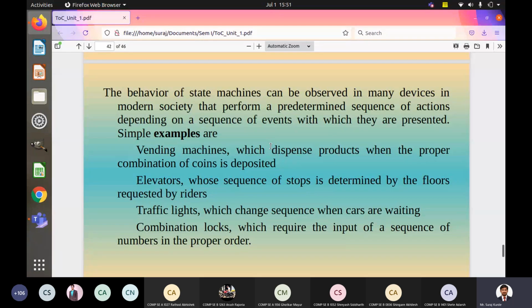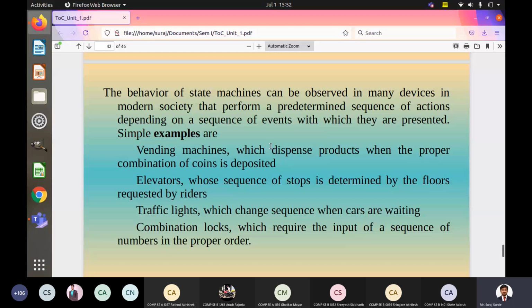So the input we provide is coins. A proper combination means the minimum amount required for dispensing the product, which is predefined. So you have to provide that amount as the input. It may be coins, or it may be a note, the local currency of the particular nation. Depending on that, it dispenses some product.